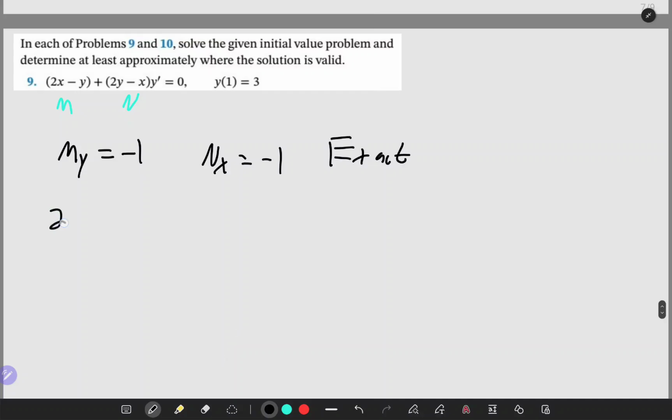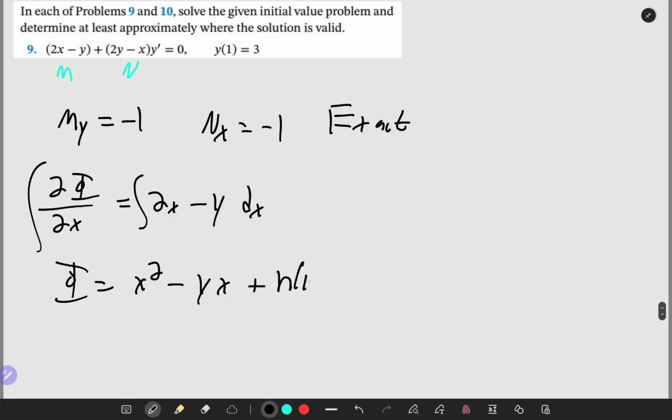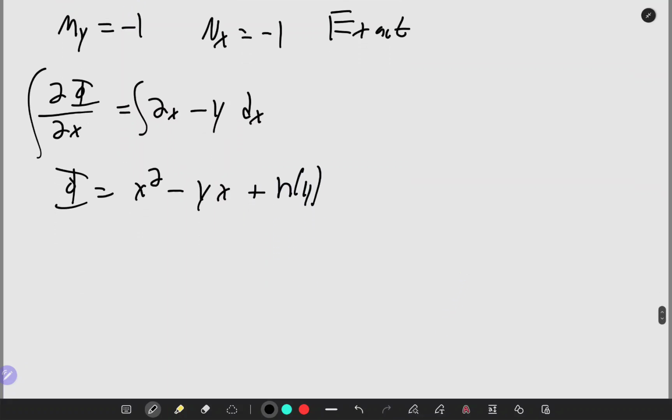Why not? So d phi dx is equal to 2x minus y. Integrate both sides. Phi is equal to, with respect to x, of course, x squared minus y times x, right? Y acts as a coefficient. Plus h of y. Now, we do it with respect to y. This becomes 0. This becomes x. This becomes h prime of y.